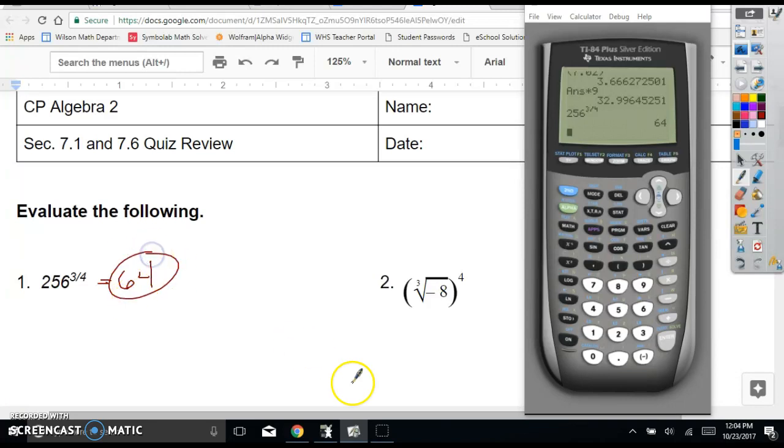Alright, let's go to 2. This is the cube root. Cube roots are under math, and it is the fourth selection. Put in -8, hit enter, then I'm going to raise that to the fourth power. So it looks like positive 16 for number 2.